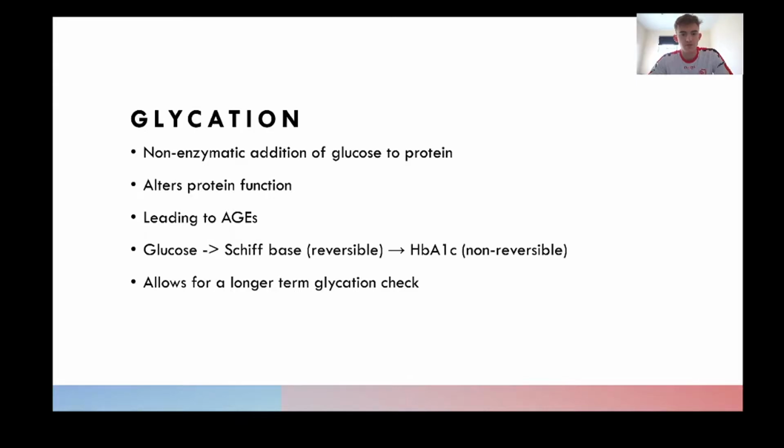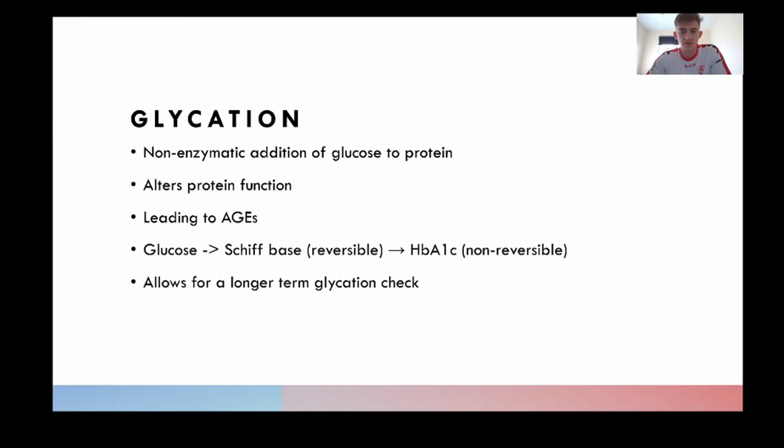So glycation, we talked about that before, but let's go into a bit more detail. Glycation is the non-enzymatic addition of glucose to proteins, which alters their function and structure, and this leads to advanced glycation end products. So basically what happens, as an example here, glucose can be turned into the Schiff base as glucose concentration increases. And this happens normally in the body, it's all reversible. However, if there's too much glucose, the Schiff base can be turned into hemoglobin A1C, which is a non-reversible reaction.